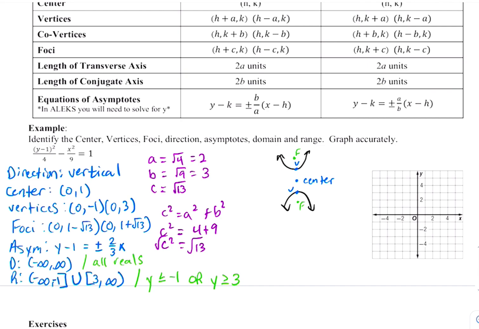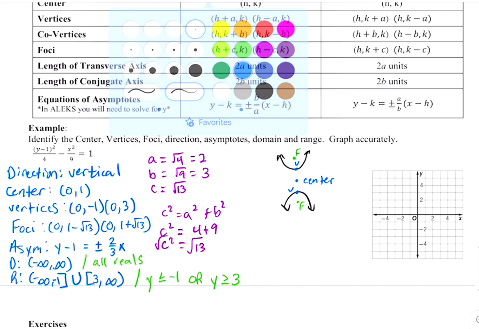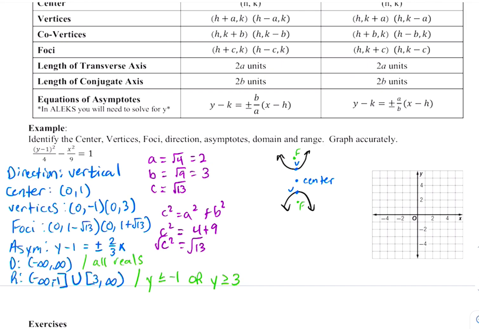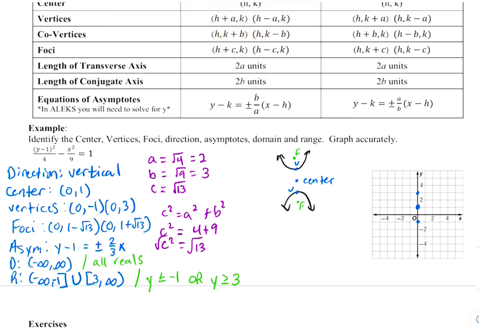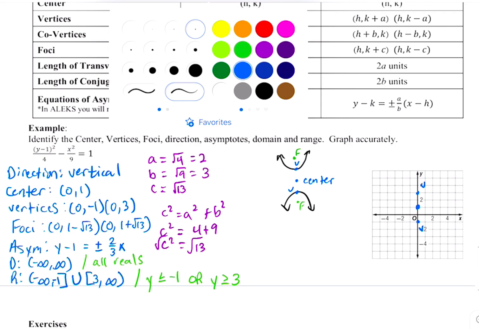All right, so the last thing we're going to do with this problem is we are going to talk about how to do an accurate graph. So when we do this, we are going to start with the center. So our center is at 0, 1. And then from the center, we are going to go the direction of our a value. So since it's vertical, that means that I'm going up and down a. So I'm going to count 2 up and 2 down. And then I would honestly, to start with, I would label these on your picture so that way you remember what they are. No, you don't have to do that. It's just a suggestion. Okay?